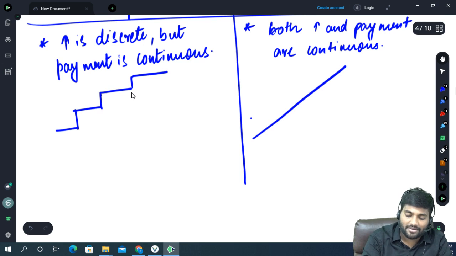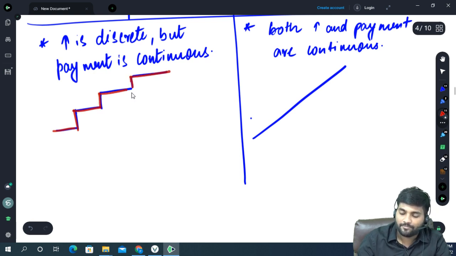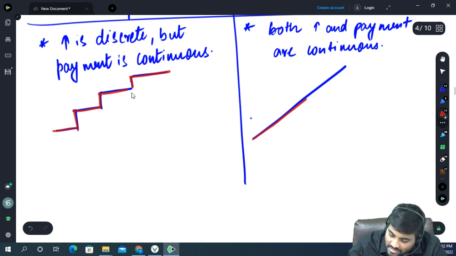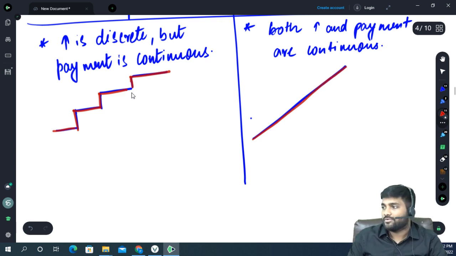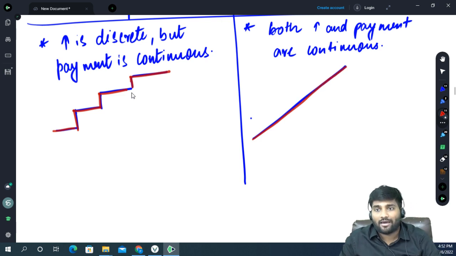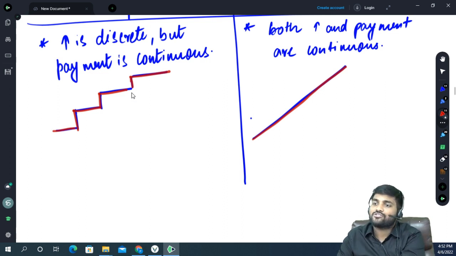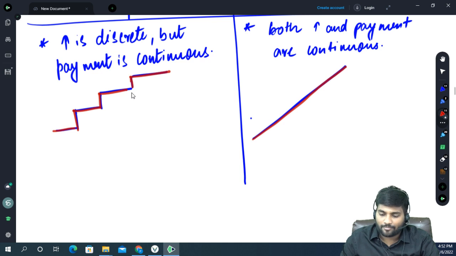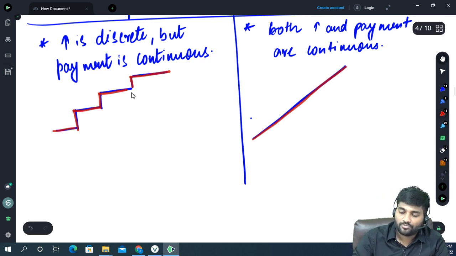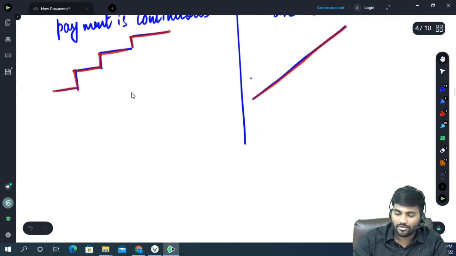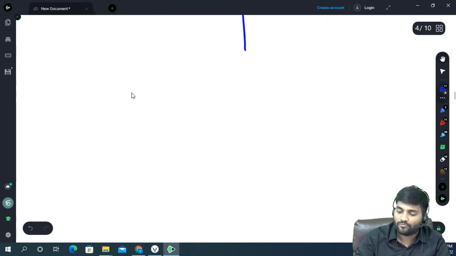So here what is happening is we are starting with 100, then next year 200, then next year 300, then next year 400. But here both the increase and the payment are continuous. (Ia) whole bar: increase is also continuous and the payment is also continuous. Okay, so now we'll do the proof. Copied? Okay, now we'll do the proof.